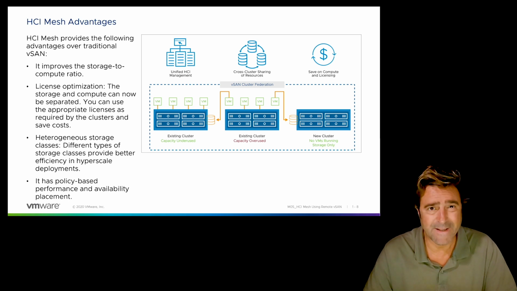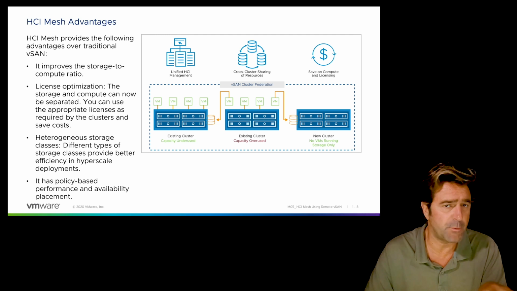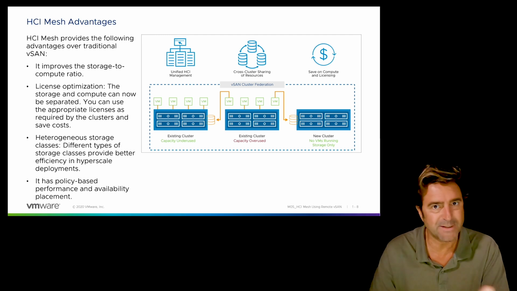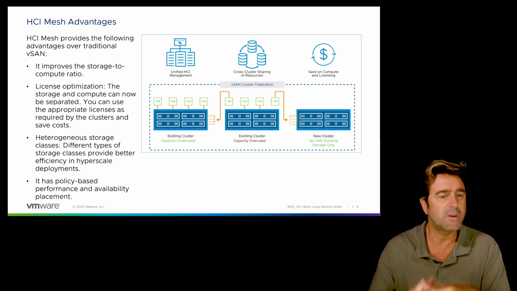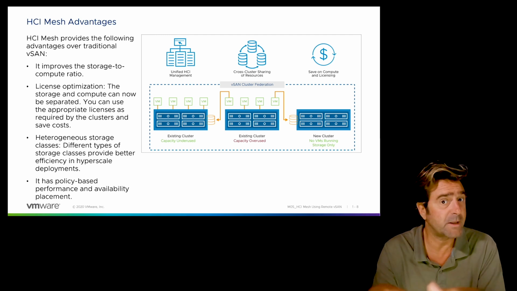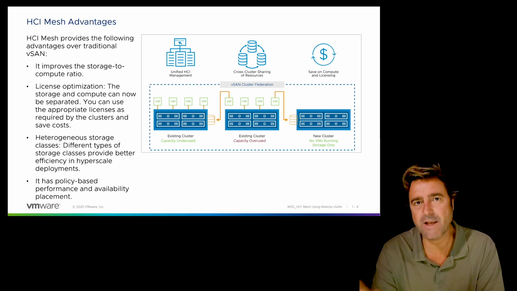For example, let's say you want to do maintenance on the disks of the first vSAN data store, while the VMs are using CPU and memory on that cluster. Temporarily, those VMs could be using space somewhere else. So if you take a look, number one, it improves the storage to compute ratio. Number two, notice they mention license optimization. Number three, heterogeneous storage classes.